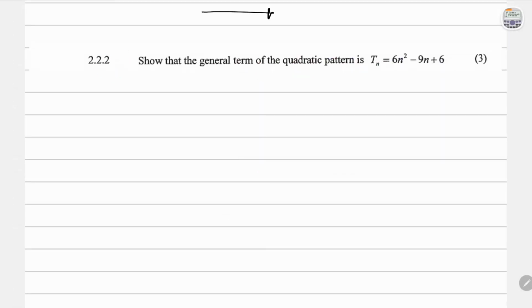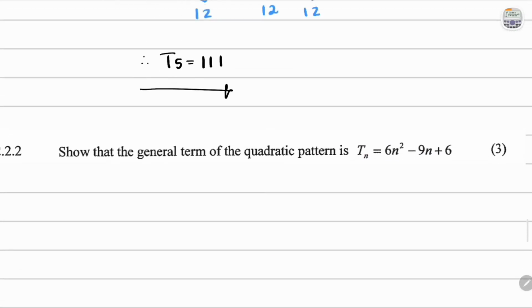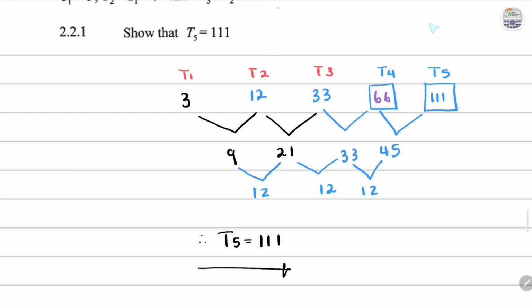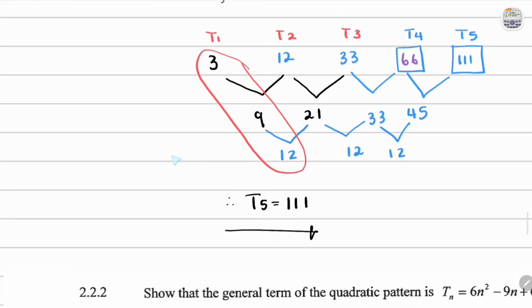Question 2.2.2 says, show that the general term of the quadratic pattern is Tn equals 6n squared minus 9n plus 6. Okay, we have everything we need here. And we really just need the first three terms in the quadratic, the first difference, and the second constant difference. So we're going to make that equal to 2a. And then this is equal to 3a plus b. And this is a plus b plus c.